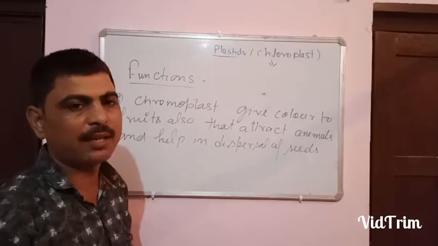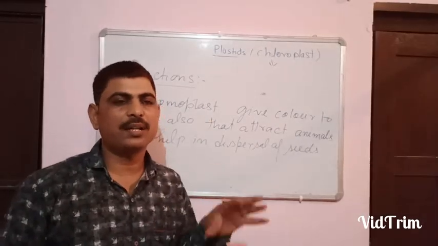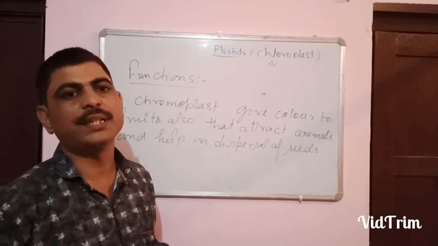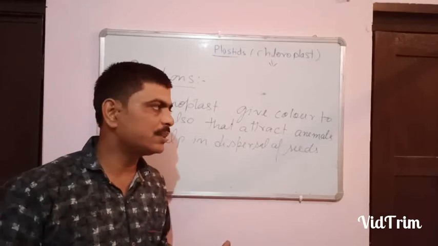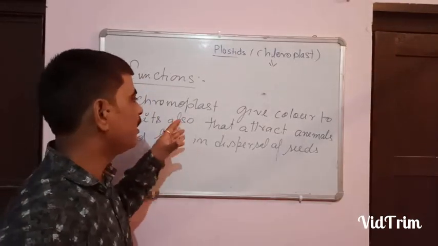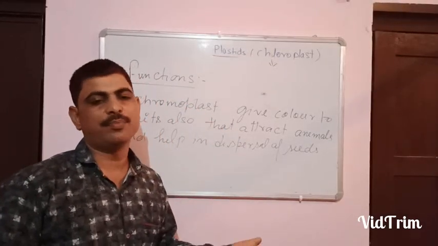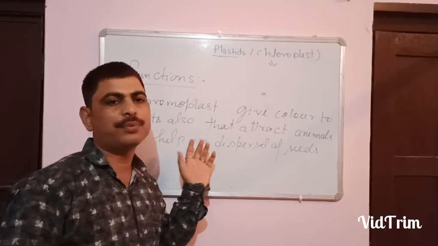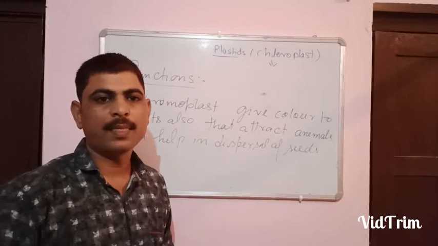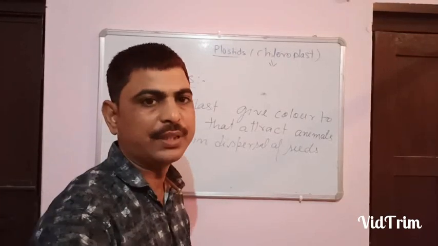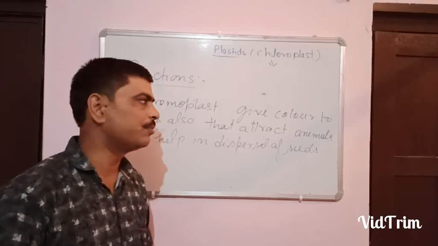The chloroplast helps in the synthesis of carbohydrate, that is plant food, converting the radiant energy into chemical energy, and the rest of the plastids help in giving color to the flowers that attract the insects and help in pollination, give color to the fruits, and help in dispersal of seed. I think this video will help you to understand.